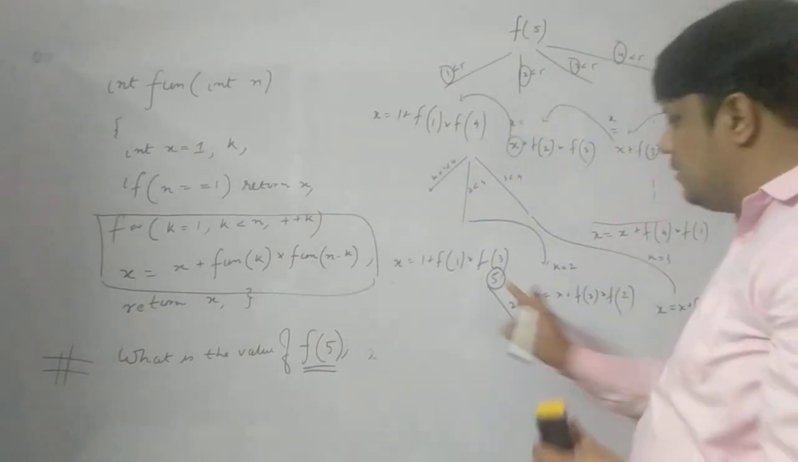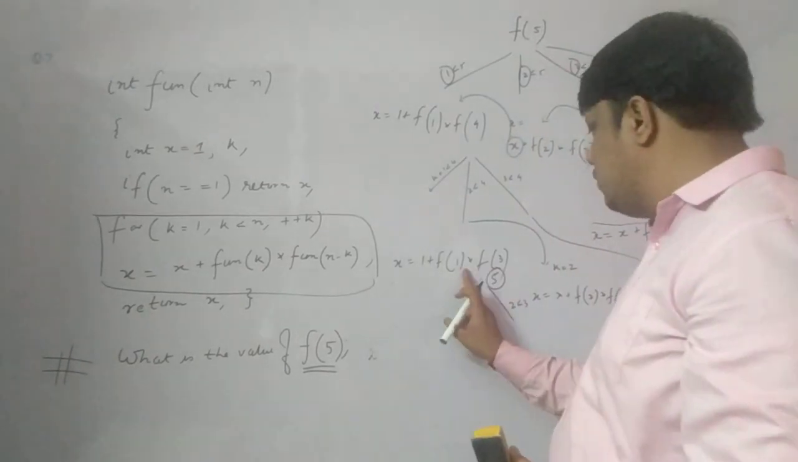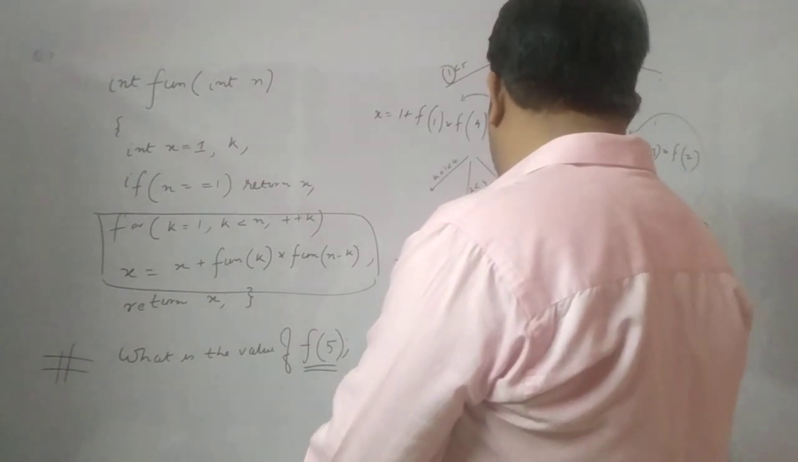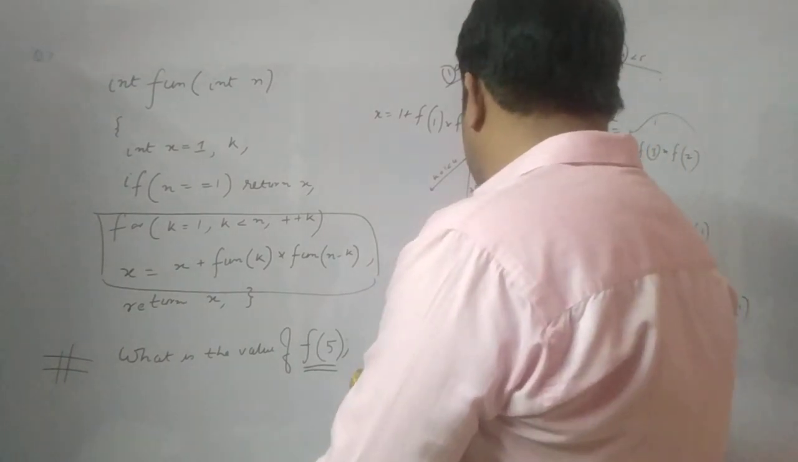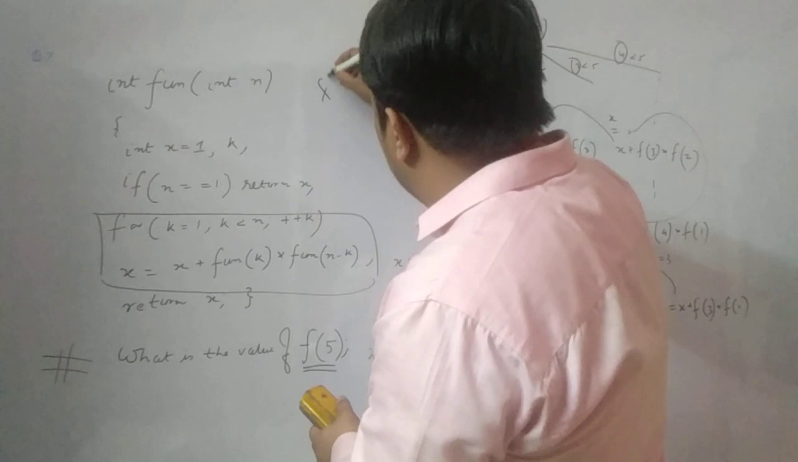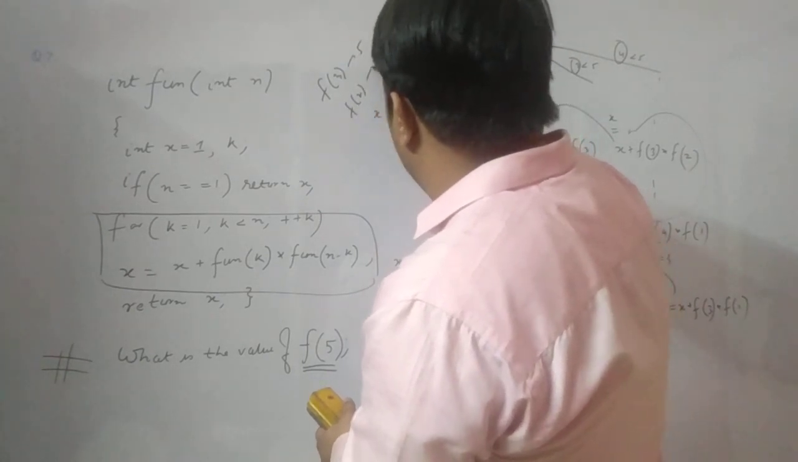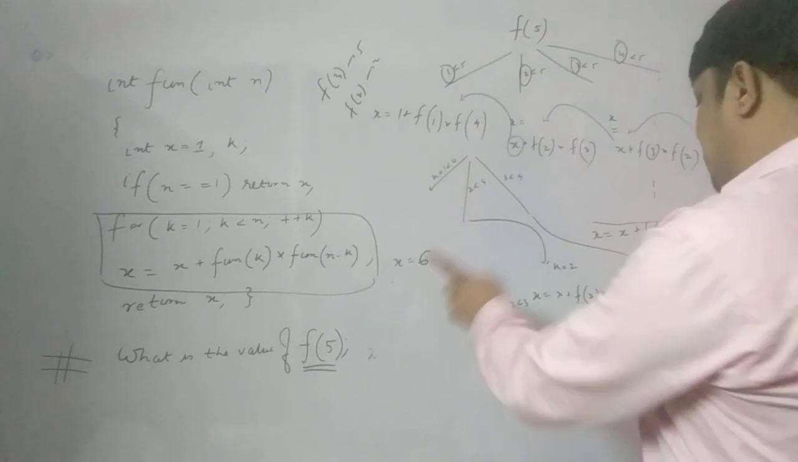Now this is 5. Now 5 into f1 is what? 1. 5 into 1 is 5, 1 plus 5 is 6. So I'm writing 6 here, right? So the x value is 6 here. But before that, you remember that for f3, 5 was returned. For f2, your 2 was returned, right? Now here the value of x is 6.